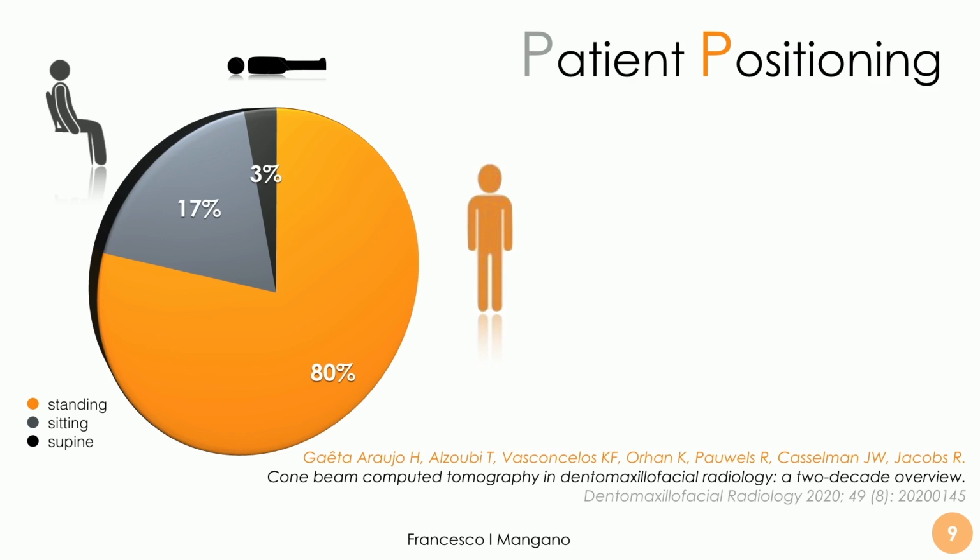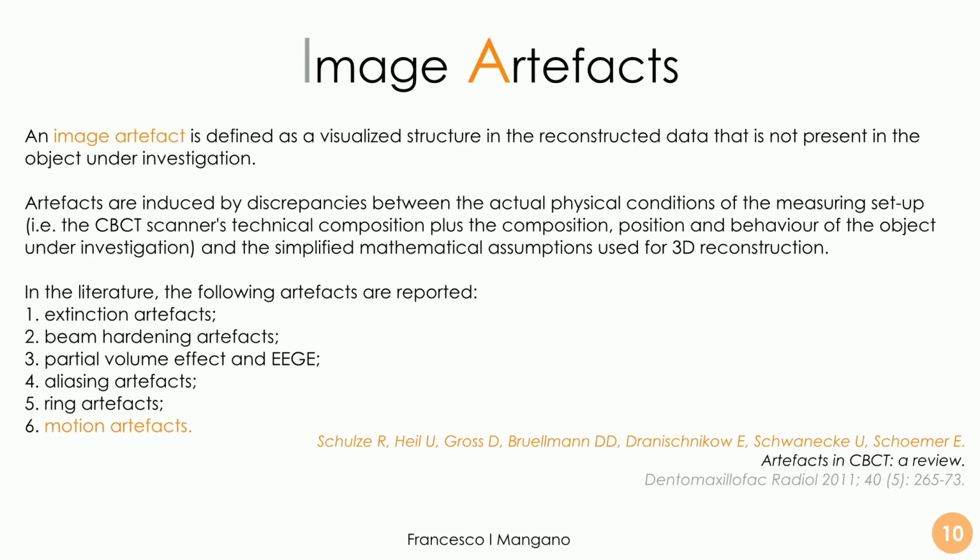If we make an analysis of the literature, I found in this recent article that most of the CBCTs that are available in the market have the patient standing, so in the classic position of the panoramic radiograph. In 17% of the machines, there's the option of having the patient seated, and only in 8% of the machines do we have the supine reclined position. So it's not so popular now compared to the beginning.